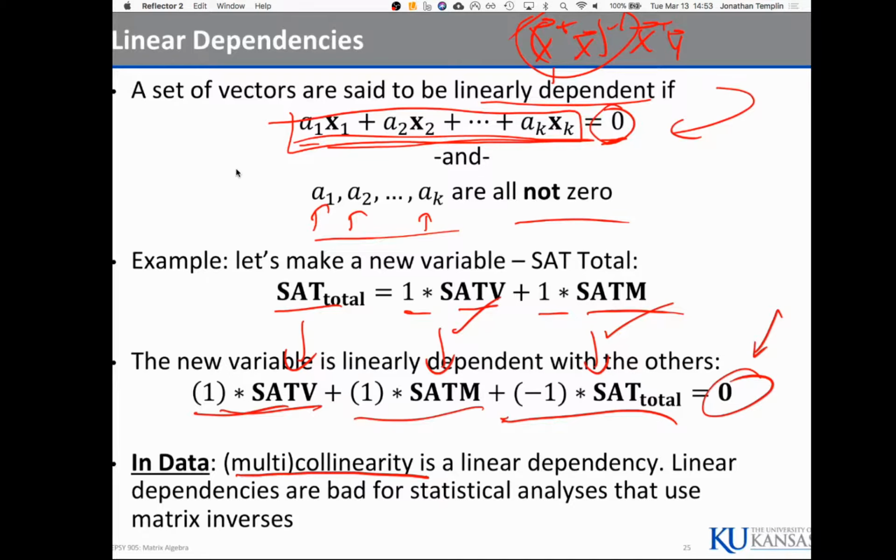Yes, but it's not the level of bad that people make it out to be. So you're going to often have correlated variables. It's fine. But where it becomes problematic is when you can't take an inverse.